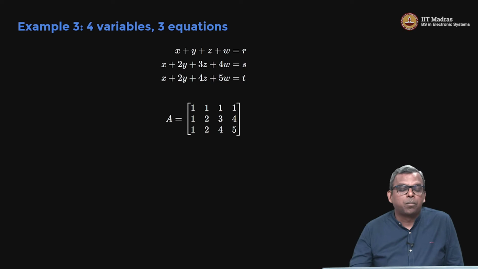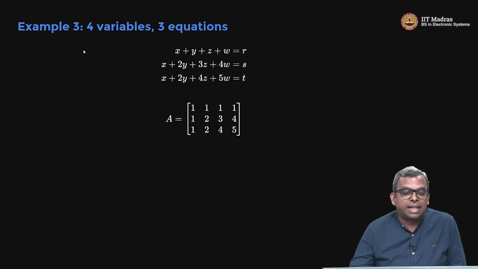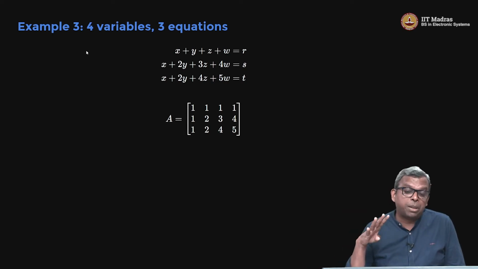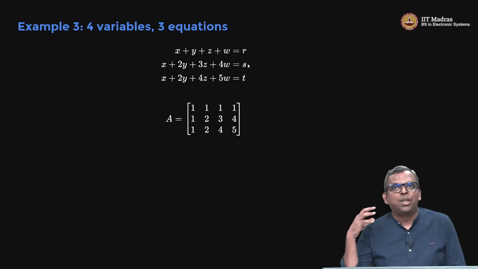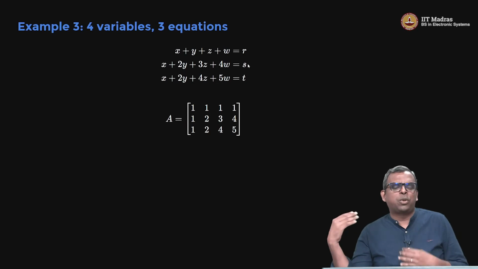So let's look at this one. The example we're going to see, which is the third example in our series, has 4 variables and 3 equations. So here is the equation. You see 4 variables, which I'm calling x, y, z and w, and you have some coefficients, and some r, s, t on the right hand side. You know that the right hand side plays a role, but later on.